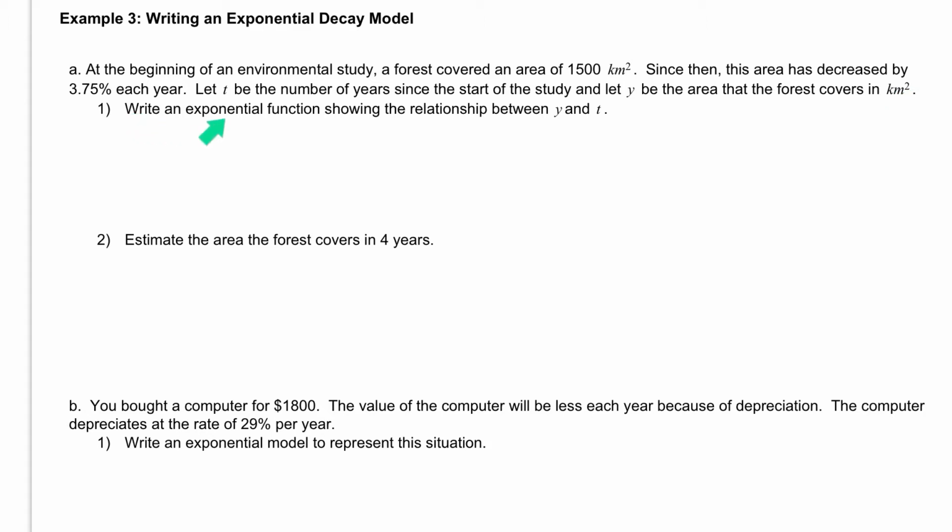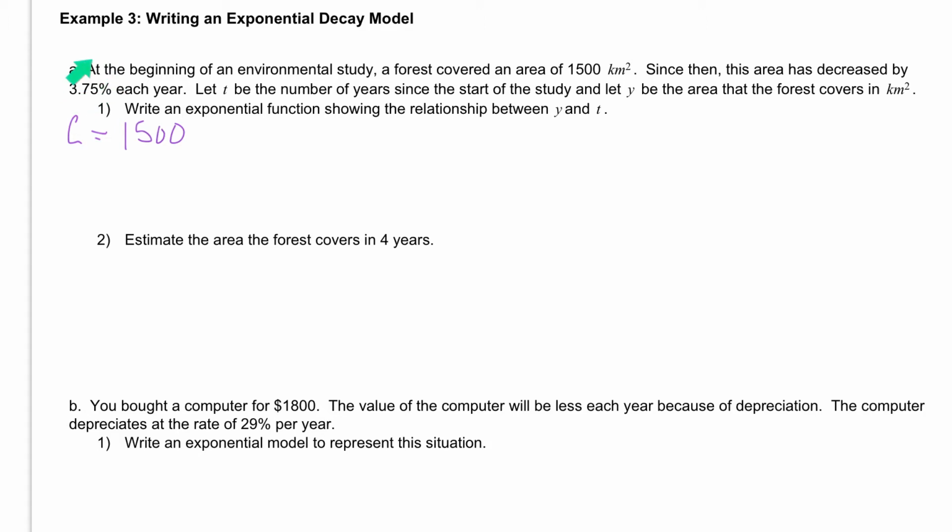Our first task is to write an exponential function showing the relationship between Y and T. Whether it asks for an exponential function or model, it's asking for the same thing, and your answer should contain two variables. What we need to find here is C, which is our initial amount. What are we starting with? So the forest starts with an area of 1,500 kilometers squared. So C is 1,500.